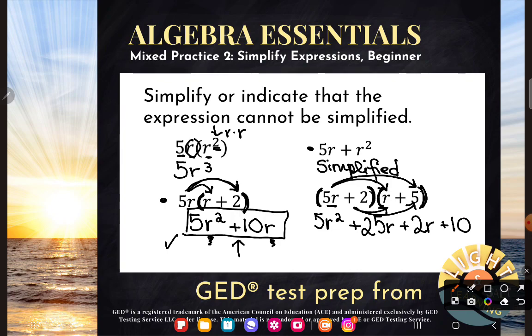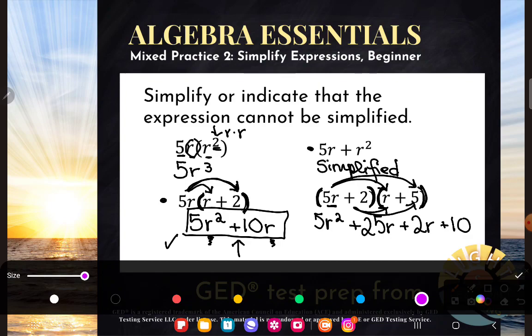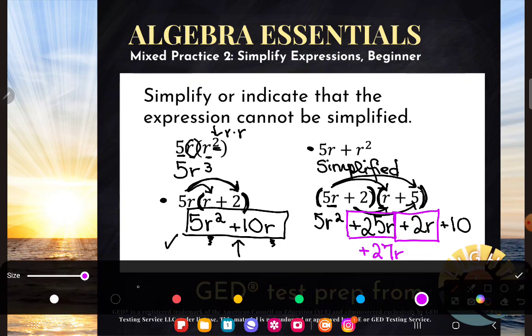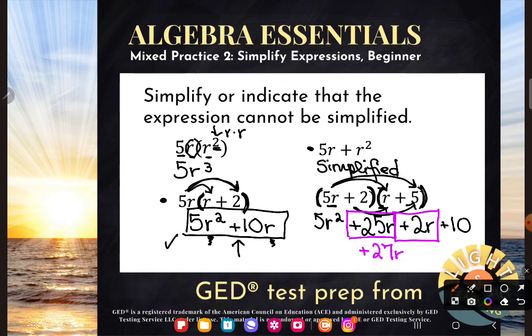And now this time you can see that I do have some like terms that I can combine. There's only one r squared term, but I see two r terms, positive 25r and positive 2r. I can combine them. It'll be positive or plus 27r. Since there are no other r squared terms, that r squared term we have will just drop down. And no other constant terms, so that constant we have will just drop down. And there's my final answer: 5r squared plus 27r plus 10.